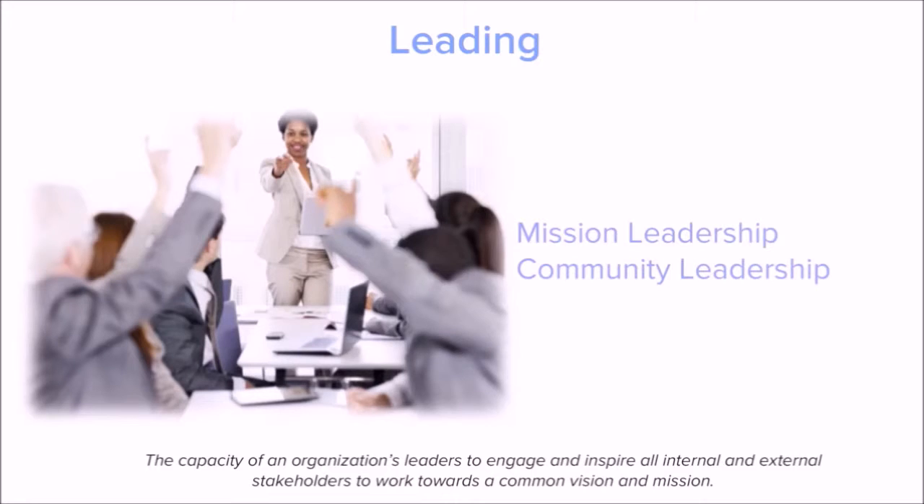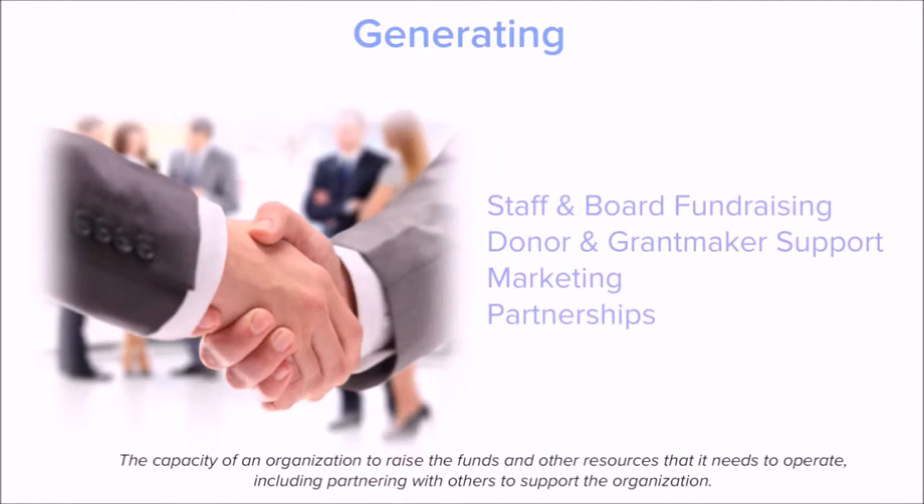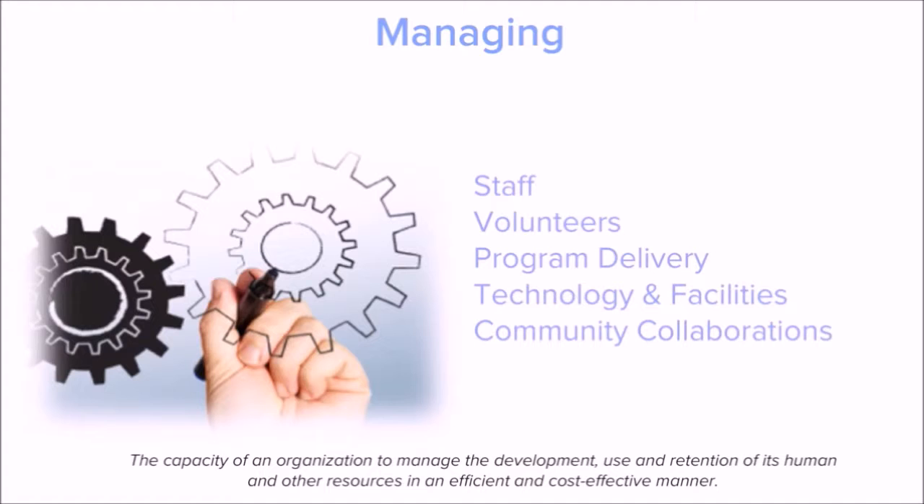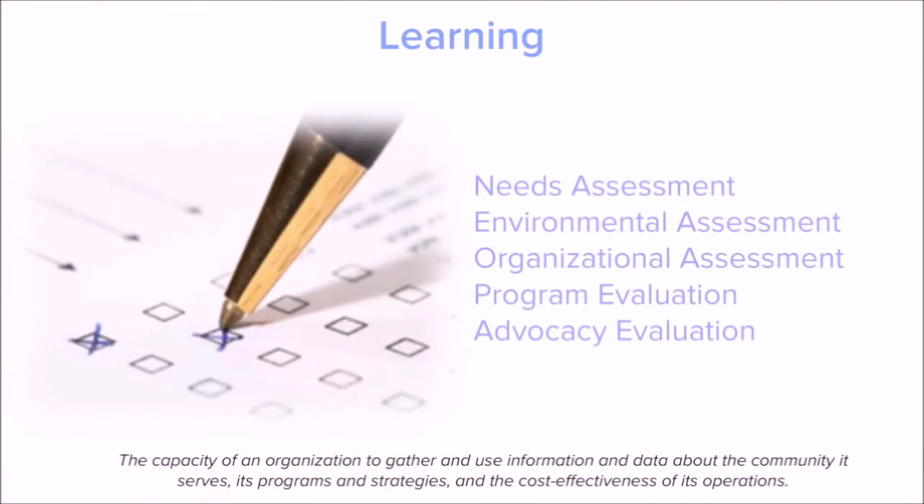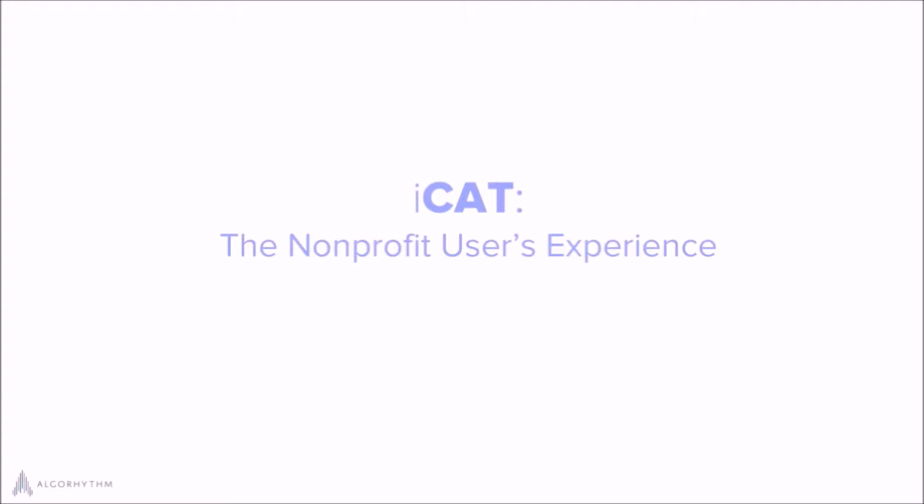The first capacity is leading. The second capacity is planning. The third capacity is generating or resource generating. The fourth capacity is managing. The fifth is learning, and the sixth capacity is overseeing.